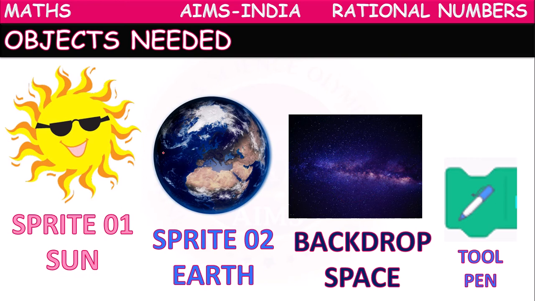So our main project is we have to take a backdrop of space. In the middle we have to take the sprite sun, and around the sun we have to move the planet earth. While the earth is moving, one line is to be drawn with the help of the pen tool. So this is our project idea, children. Now we have to do the same thing with the help of coding in Scratch software.